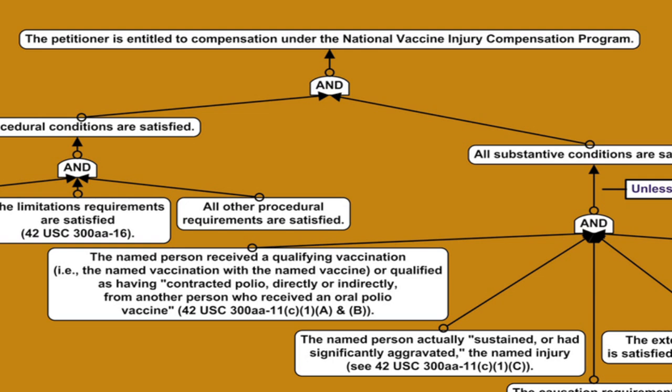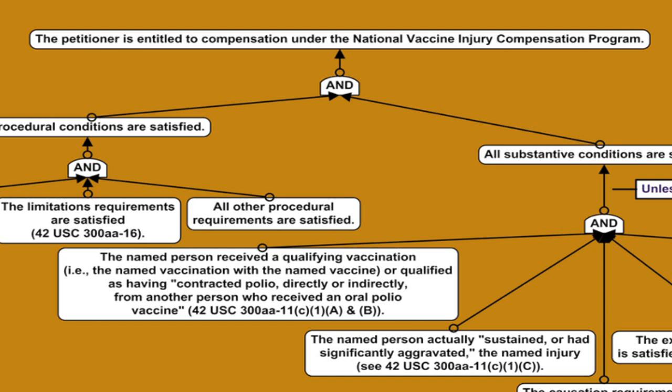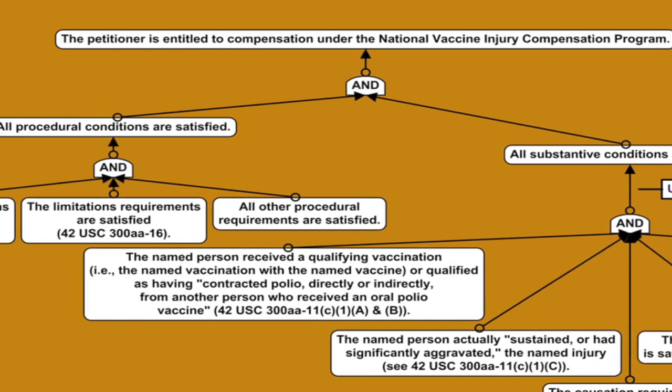This is a quick look at the logic diagram for the statutory rules for deciding compensation cases under the Vaccine Act. The ultimate issue in such a case is whether the petitioner is entitled to compensation under the National Vaccine Injury Compensation Program. We see this proposition at the top of the tree.